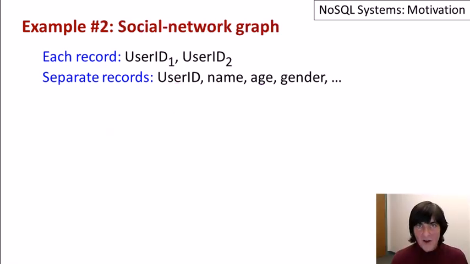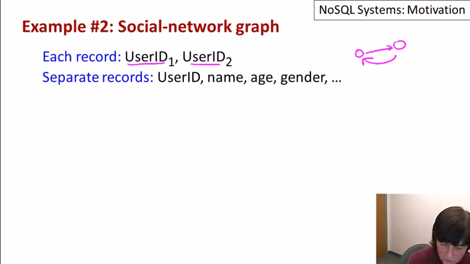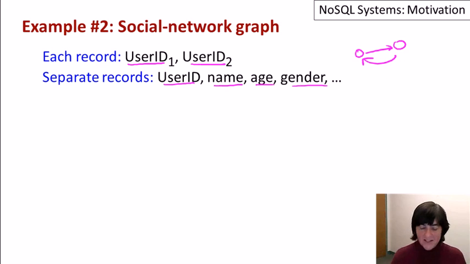Now let's take a look at another application. Let's say the friends relationship in a social network, which generates a graph where a user is represented by nodes and say the friend relation is represented by edges. So each record is going to have two user IDs that says that one user is friends with another, and then we'll have separate records with information about users. The user ID, maybe again their name, age, and gender, and so forth. And let's imagine this is an extremely large social graph.